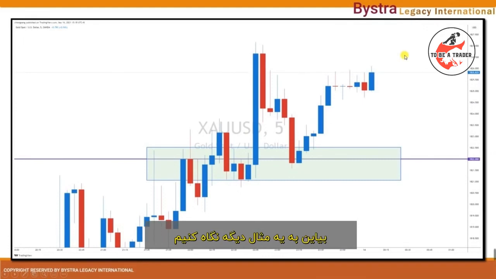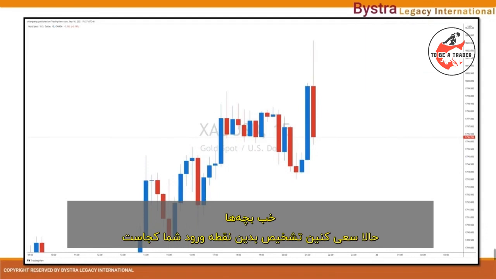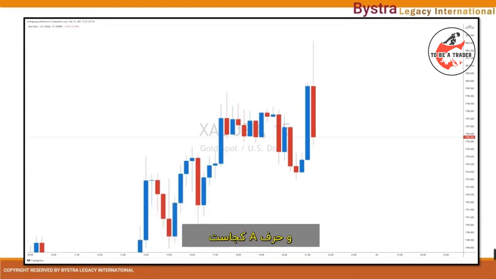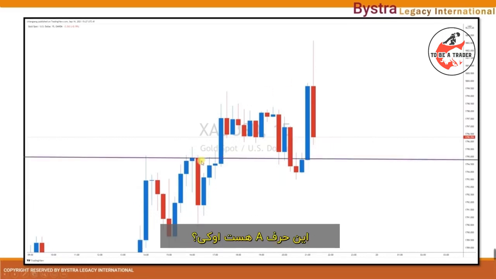Let's look at another example again. Now, guys, try to identify where your entry point and the capital letter A are. This is a potential setup. Found it? So let's mark the horizontal line first. Yes, this is the capital letter A. Next, it is aligned with the drop base rally.